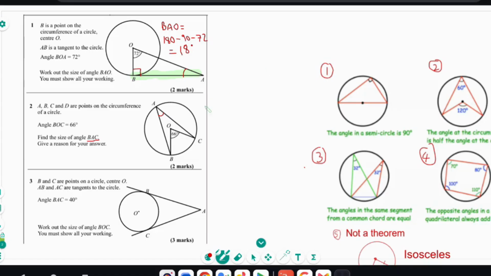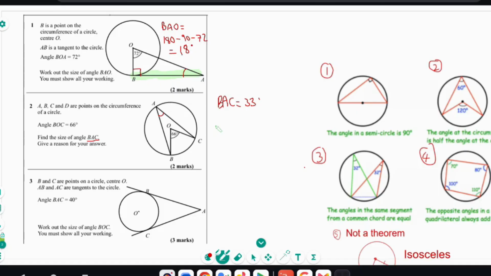Okay, question 2. A, B, C, and D are points on the circumference of the circle. BOC is 66. We want to work out the angle BAC. We haven't got a diameter. Have we got an arrow? Yes, we have. So the angle at the circumference is half the angle at the centre. So BAC is 33 degrees.